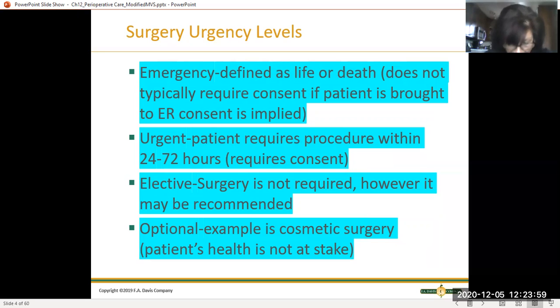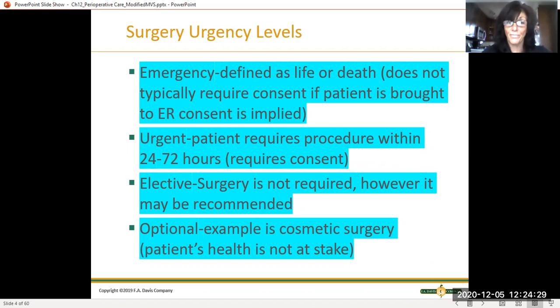If I don't do it now, you could die. Then we have urgent. Urgent is a procedure that needs to be done in the next day to 3 days, 24 to 72 hours. We need consent. It's not life or death, but you need it. The patient must have this surgery or bad things will occur. There will be bad consequences. So it's urgent, but it's not life or death right now, not an emergency.